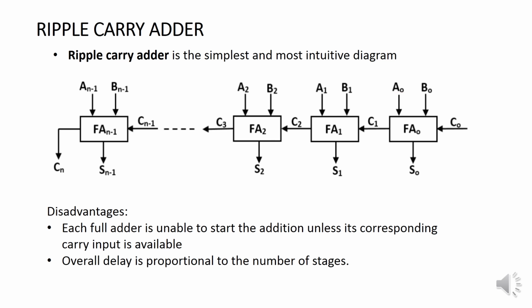So, as you can see, the carry out of the first stage, the least significant stage, is going as the carry input to the next stage. And the carry out of this next stage is going as the carry input of the next stage, and so on. So, a Ripple carry adder is just a cascade of several full adders, one for each column. As you can see, these are the columns of the addition.